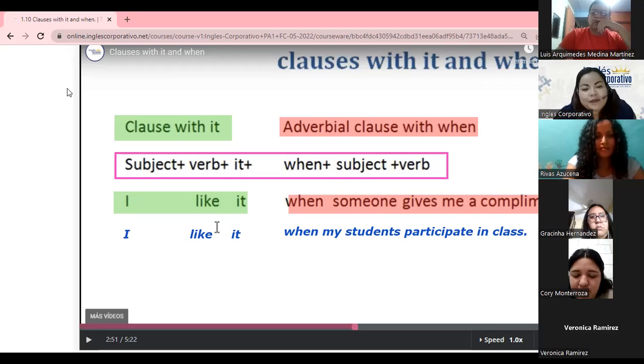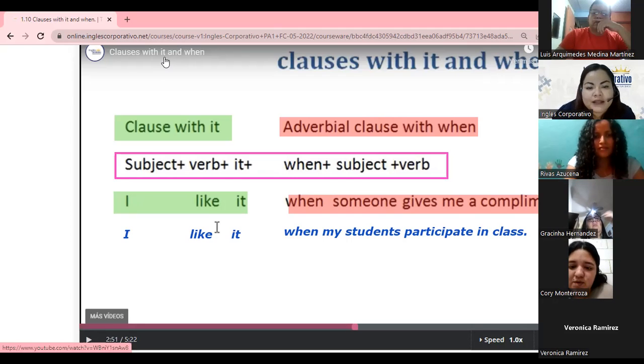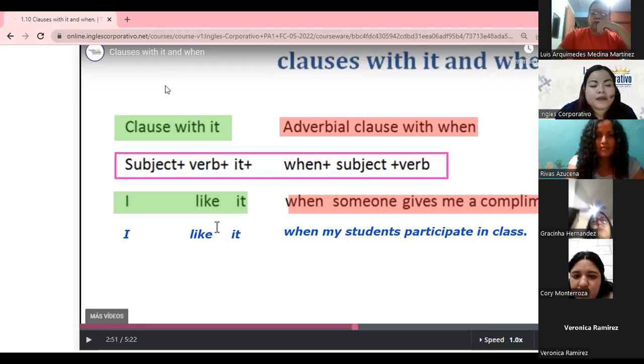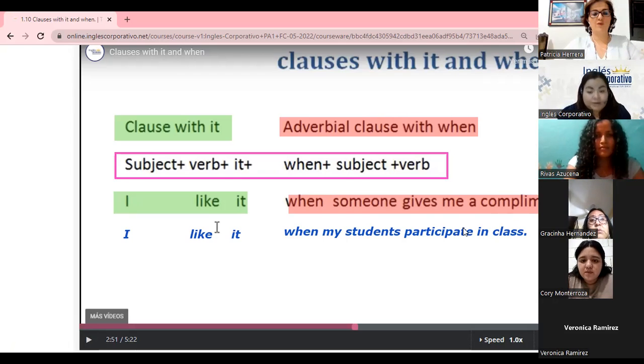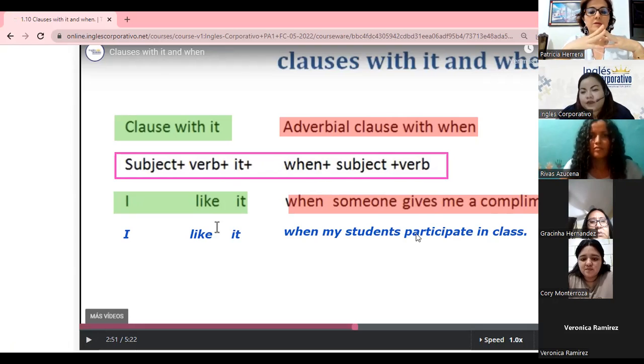Delete that. Yeah. Patricia says, I like it when my husband gives me flowers. Gives me. Okay, thank you. Simple present, right? Let's see, Gracina. I like it with my boyfriend. What is the mistake, Gracina? Invites me. There you are. Very good. Cody, very good. I like it when people love themselves. Very good. Invites me to the beach.